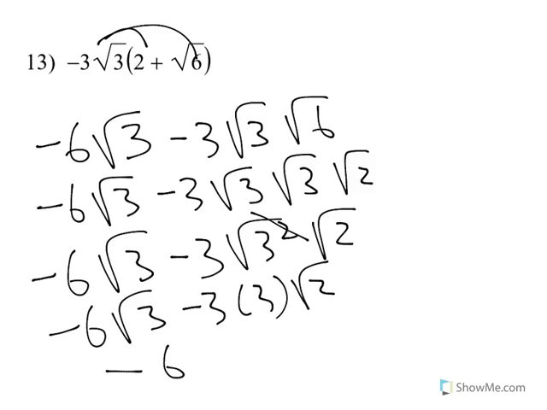Continue working, so negative 6 radical 3, and that gives us a negative 9 radical 2. And we cannot combine these two because radical 3 and radical 2 are not the same, so we'll leave it as our answer. Right, so that's the end of our day 1 lesson.